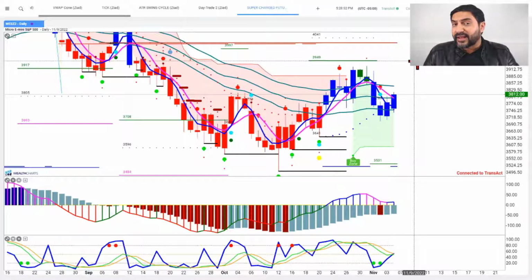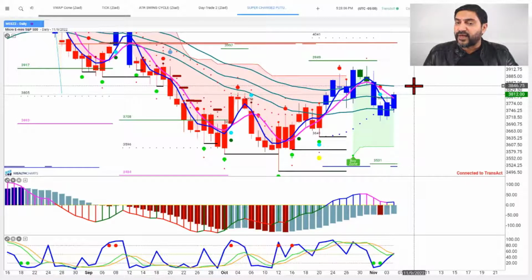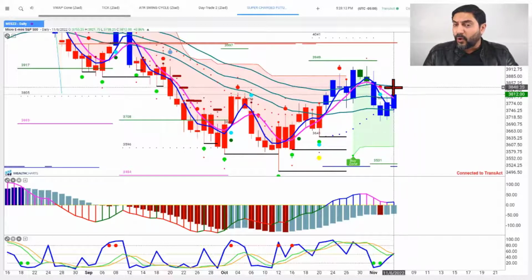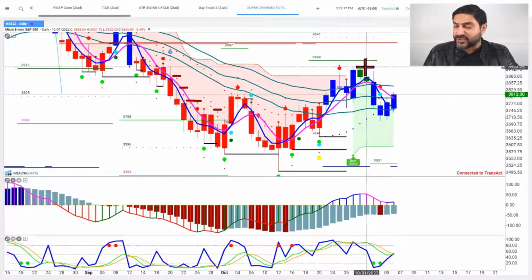But the doorway to get there is indeed getting above the top lip of the channel. The value of the top lip of the channel is around that 38.45 marker. Getting above there opens the door for potentially more to come, i.e. snapping up to retest the highs over here.